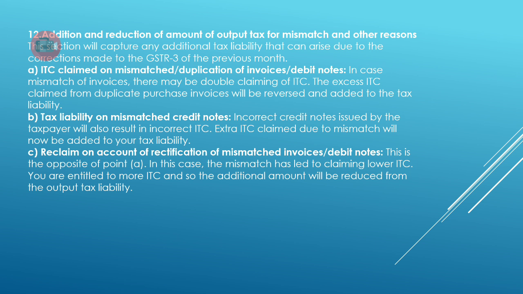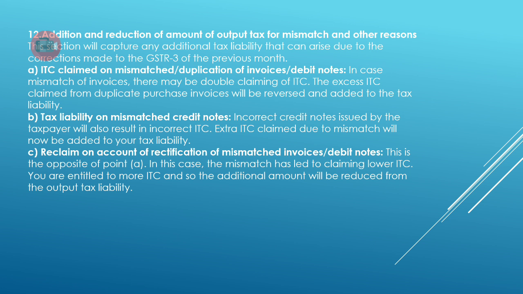This section will capture any additional tax liability that can arise due to the corrections made to the GSTR 3 of the previous month. ITC claimed on mismatched, duplicate invoices or debit notes. In case of mismatch of invoices, there may be double claiming of ITC. The excess ITC claimed from the duplicate purchase invoices will be reversed and added to the tax liability. Tax liability on mismatched credit notes. Incorrect credit notes issued by the taxpayer will also result in incorrect ITC. Extra ITC claimed due to the mismatch will now be added to your tax liability.